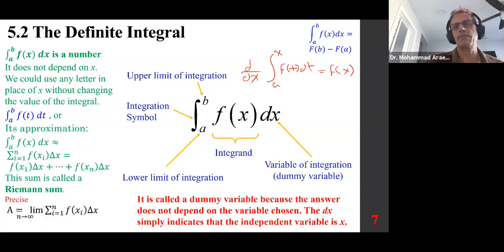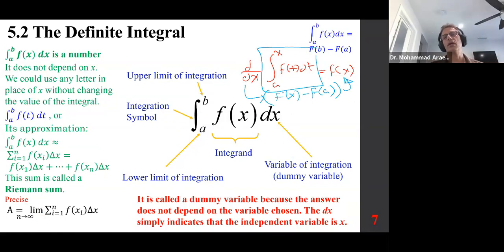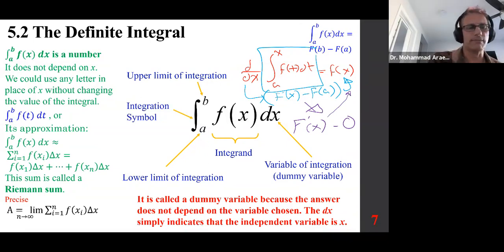This gives you capital F of x minus capital F of a. You are going to differentiate this. And I hope you realize that if you differentiate, it gives you capital F prime of x, minus F of a, which is a number, so 0. What is capital F prime of x? Lowercase f of x. What does it mean? Integration and differentiation, they undo each other. They are reverse processes.